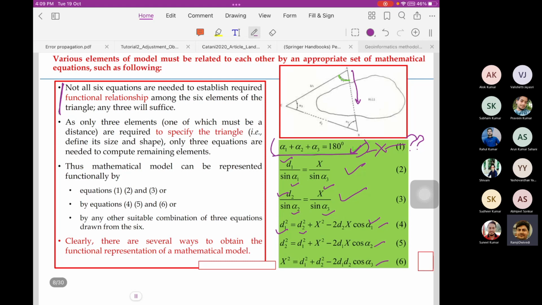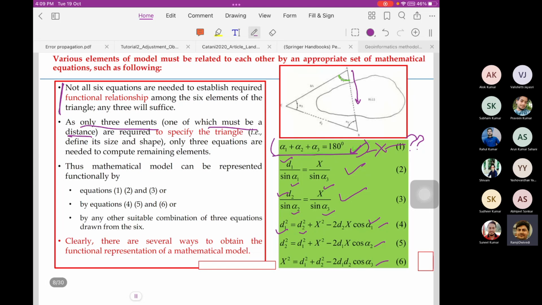For any triangle, you need 3 parameters to define the shape and size. Obviously one of which must be a distance. So one of the three must be a distance to define the triangle, both size and shape.